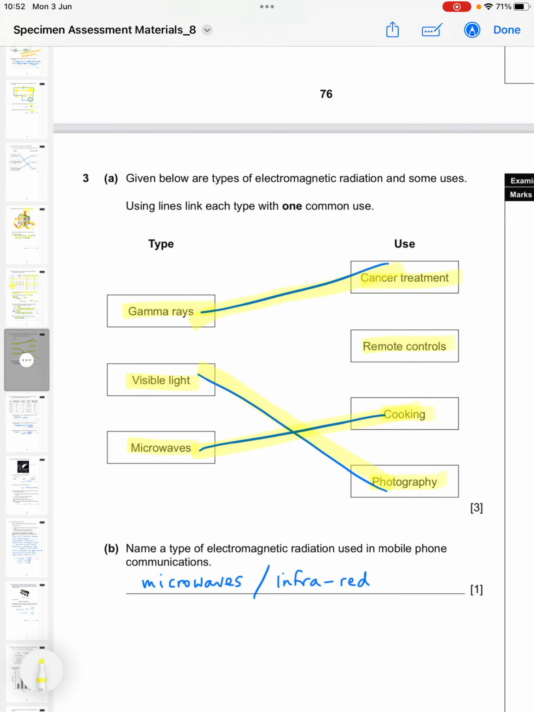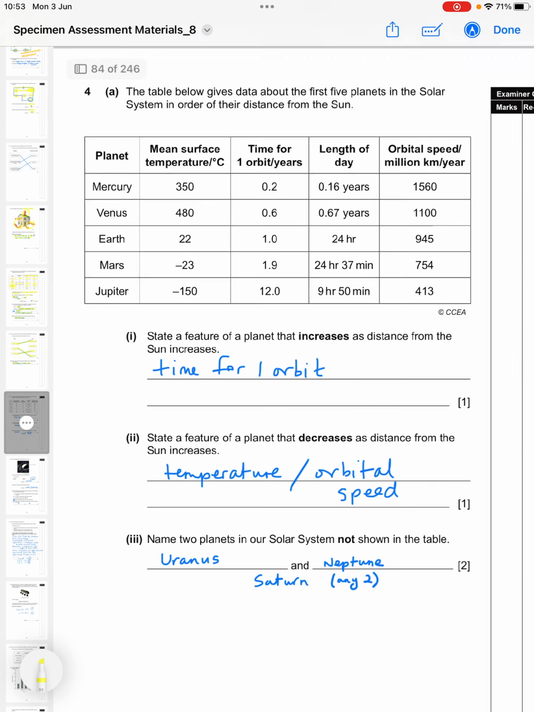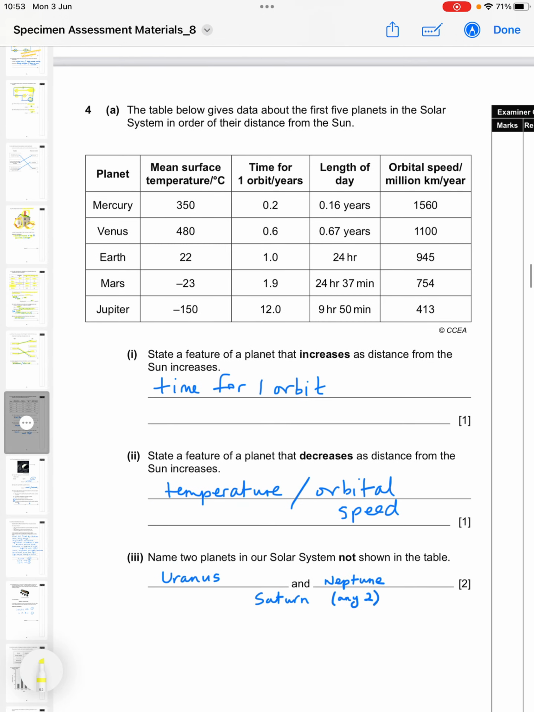Name a type of electromagnetic radiation used in mobile phone communications. So you could say there microwaves or infrared would work as well. Next, we've got a table with data about the first 5 planets in the solar system in order of their distance from the Sun. So we've got Mercury, Venus, Earth, Mars and Jupiter.